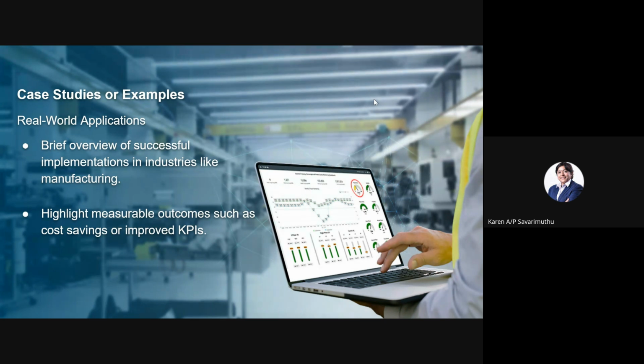right? Okay, so now we have a real world application. I'm going to give you a brief overview of a lot of successful implementations in industries like manufacturing, because we are tackling a lot of manufacturers. We're helping a lot of manufacturers, not only the big players but also SMEs, inclusively. And how these highlights are measurable in their outcomes, such as cost savings or even improved KPIs.